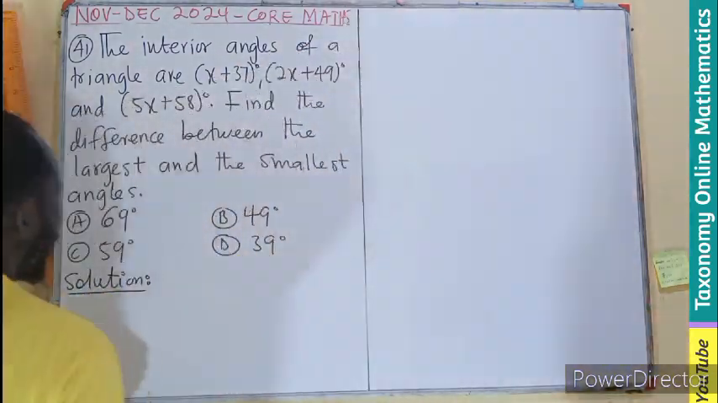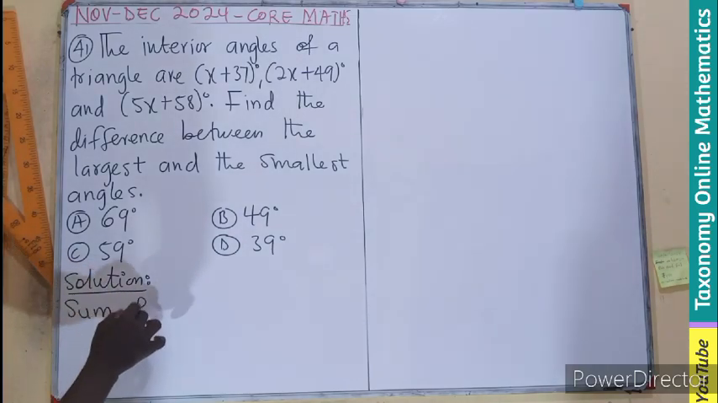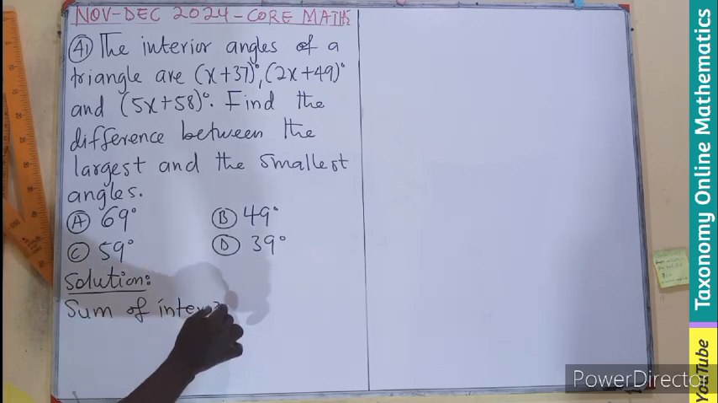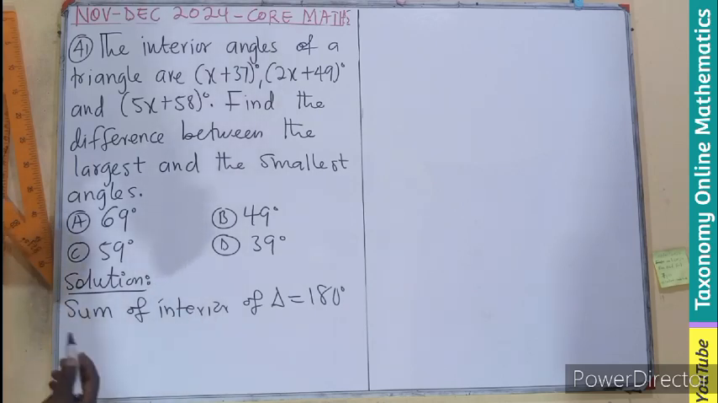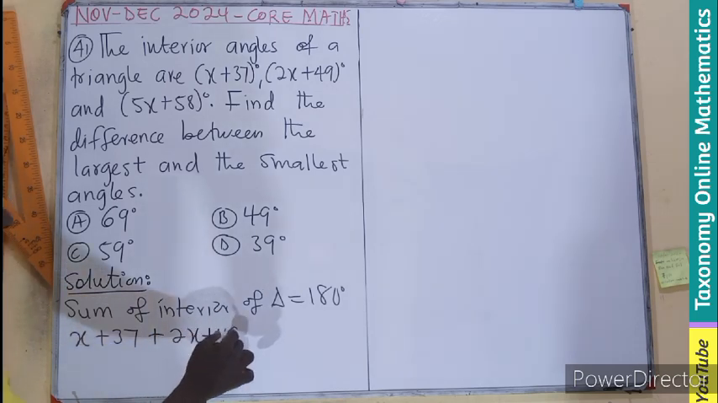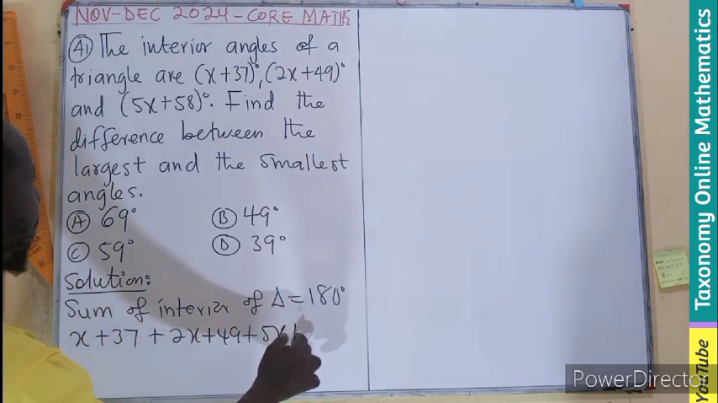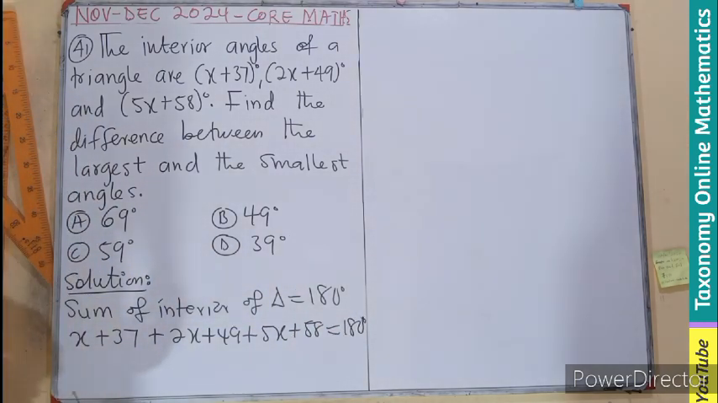So first things first, we know that the sum of interior angles of a triangle equals 180 degrees. So all the angles, x plus 37 plus 2x plus 49 plus 5x plus 58, must give us 180 degrees. So x plus 2x plus 5x will give you 8x.